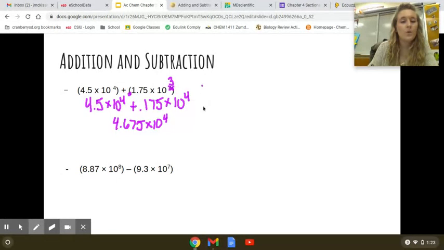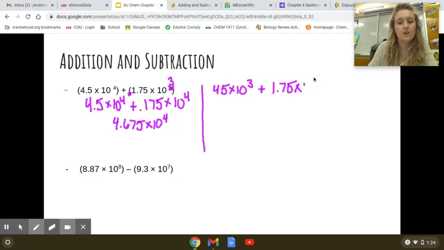Okay, we're going to take the same problem and we're going to do it another way. So this time we're going to make this 4 a 3. Okay, to make it smaller, we're going to move it to the right. So we're going to have 45 times 10 to the third plus 1.75 times 10 to the third. Okay, when we add those ones together, we're going to get 46.75 times 10 to the third.